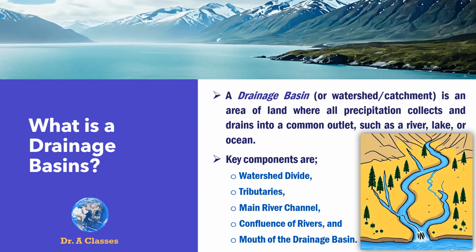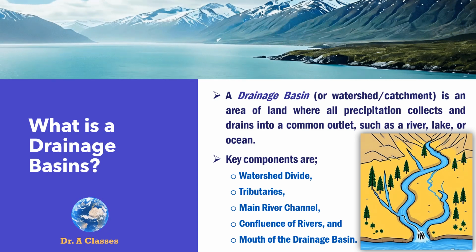What is a drainage basin? A drainage basin or watershed or catchment is an area of land where all precipitation collects and drains into a common outlet such as a river, a lake, or an ocean.